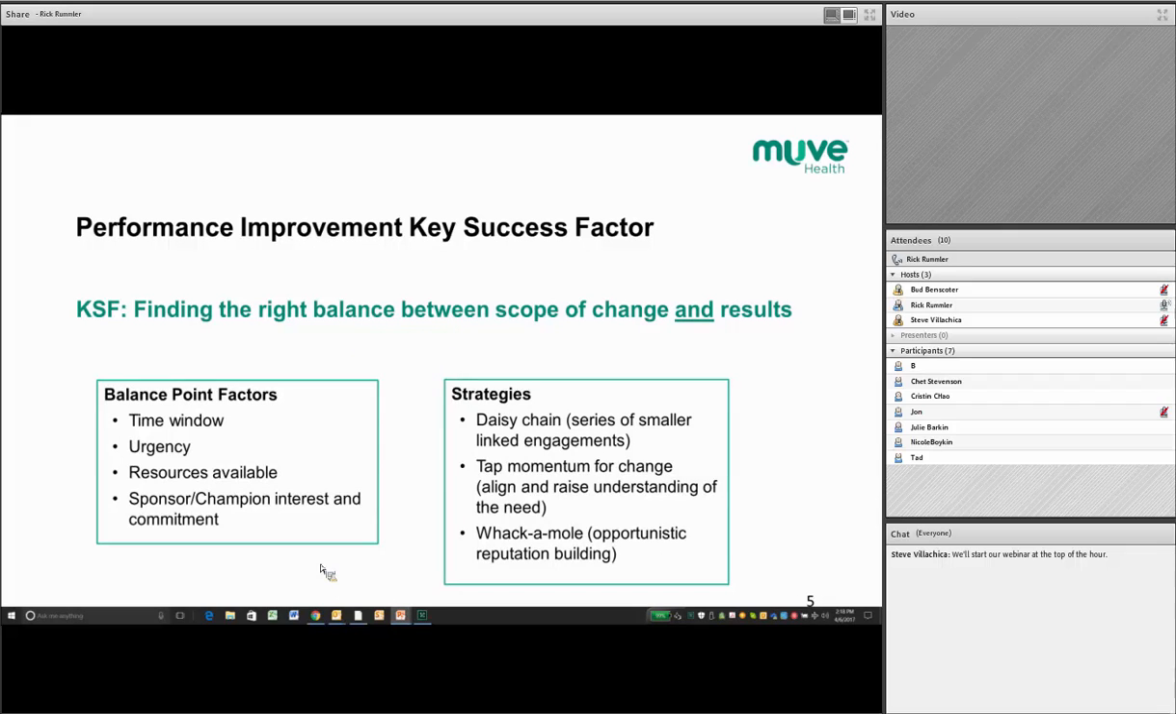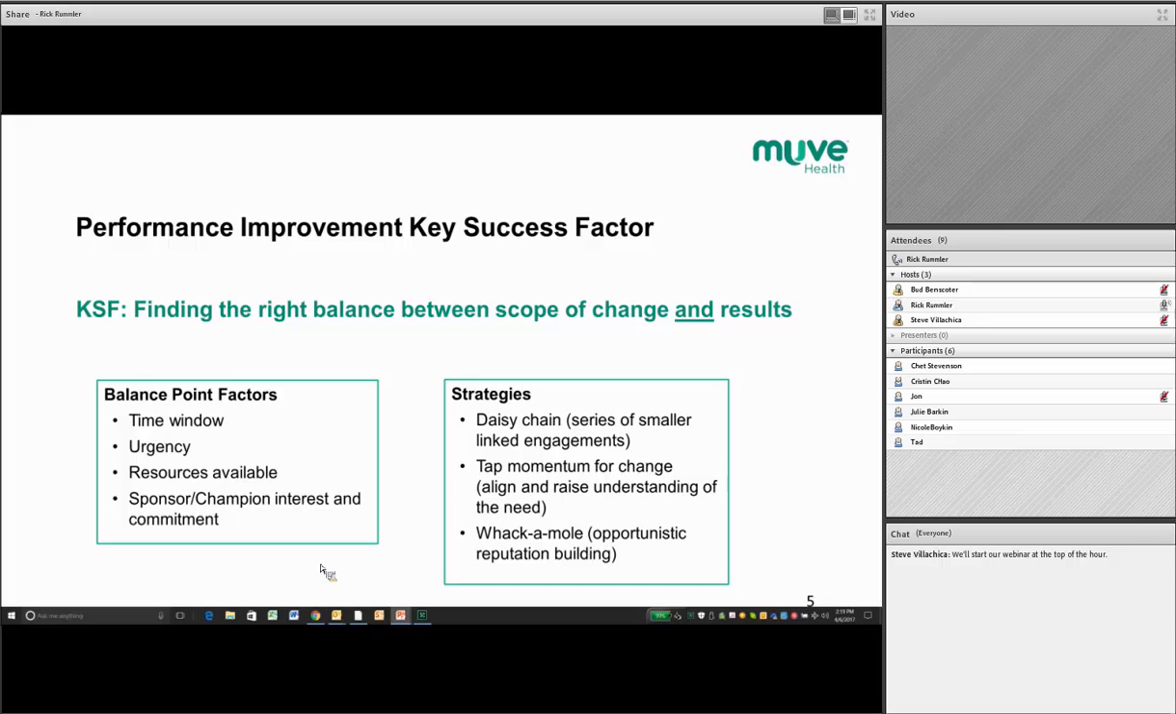Or there's the whack-a-mole approach, which is very opportunistic. I don't have enough reputation inside the organization to line up projects or engagements the way I'd like. So I'm just going to pick my spots and build a good reputation. At some point, I may be able to take on a larger initiative with higher visibility and tap momentum, or come up with a longer chain or longer plan or strategy like the daisy chain.